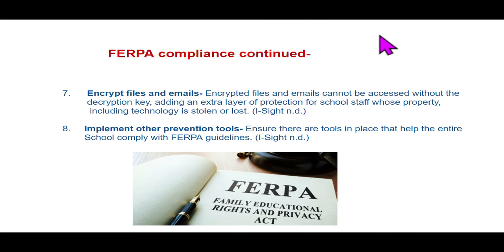FERPA compliance continued. Encrypt files and emails. Encrypted files and emails cannot be accessed without the decryption key, adding an extra layer of protection for school staff whose property, including technology, is stolen or lost. Implement other prevention tools. Ensure there are tools in place that help the entire school comply with FERPA guidelines.